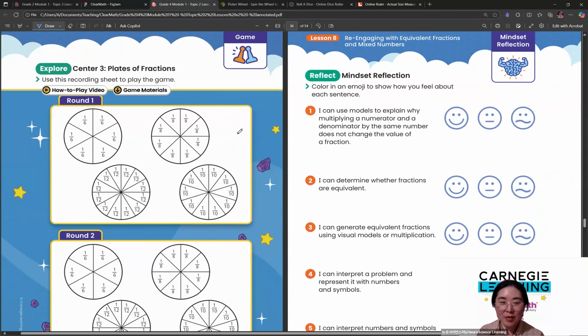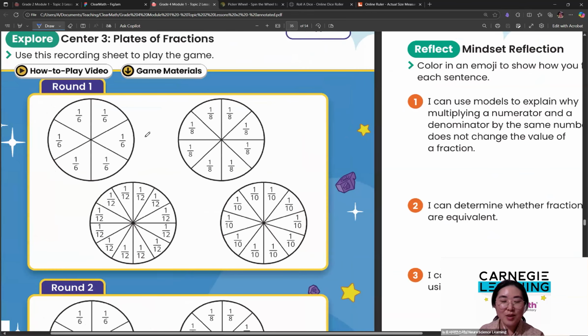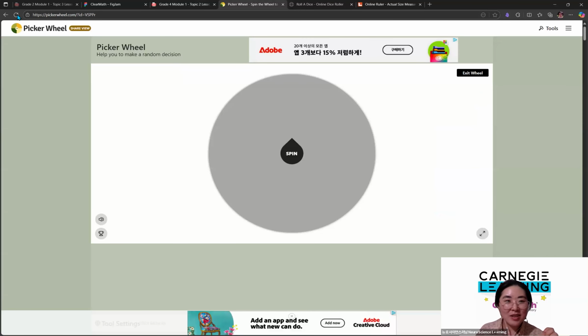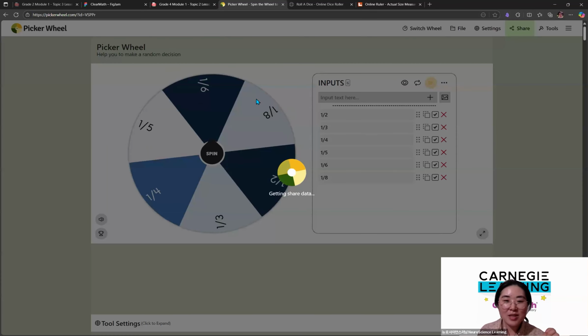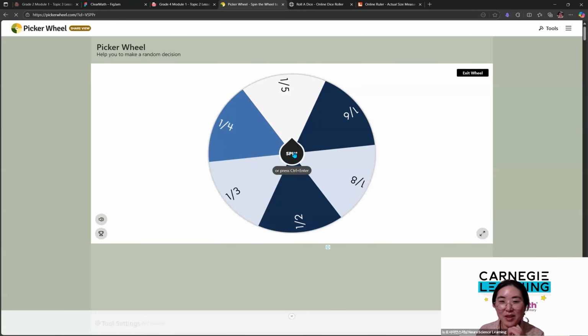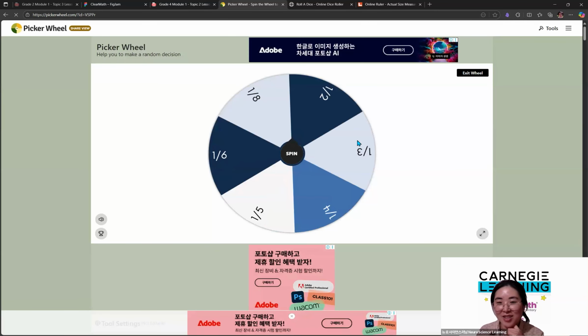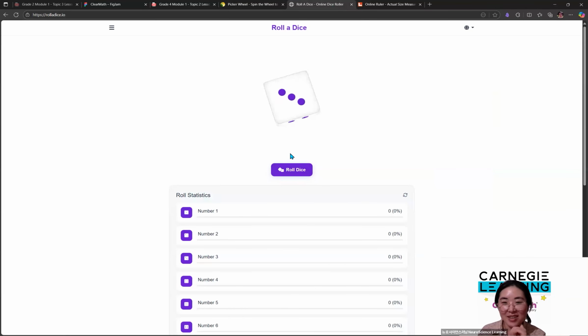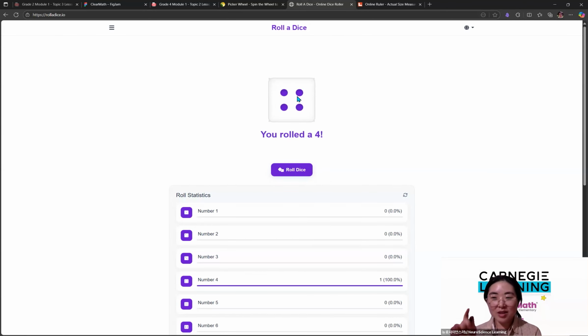We're going to do this in a little bit, but first we're going to do this game, which is plates of fractions. So how we play this is that we're going to spin this wheel, and we also have to roll a dice. I'll give you an example. First, we spin this wheel, and we get a fraction. So our fraction is 1/6. And then we roll the dice. There's 4. So we have to shade in our wheel 1/6 4 times.